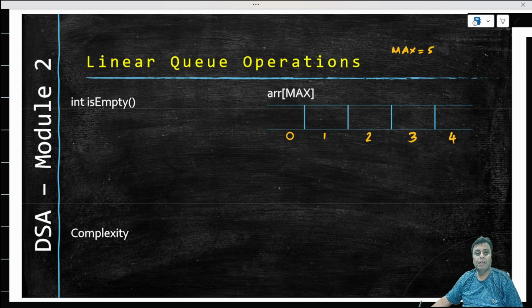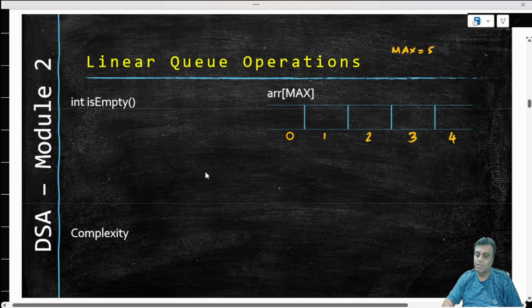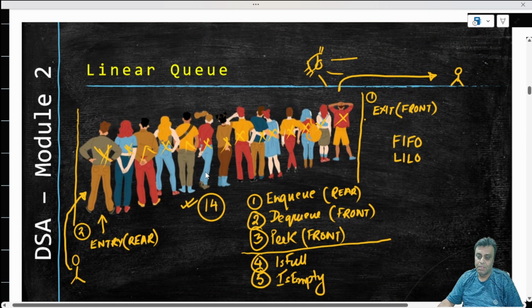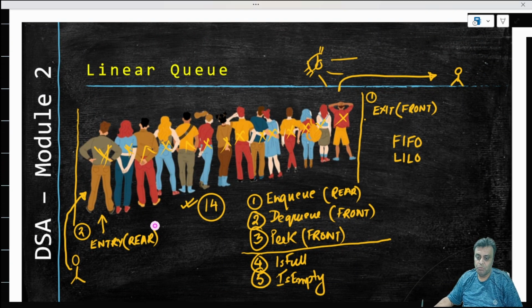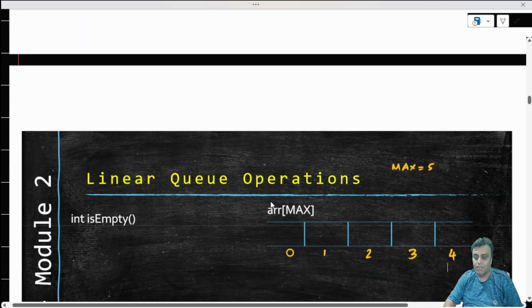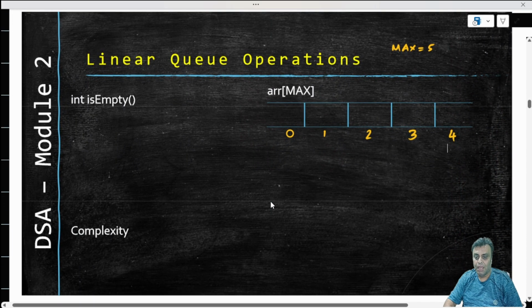Now, as I said, any queue is governed by the two most important things: there should be a way to monitor the rear of the queue, we talked about this here, and there should be a way to monitor the front of the queue. So these are the two most important things of a queue that we intend to actually maintain and recognize.